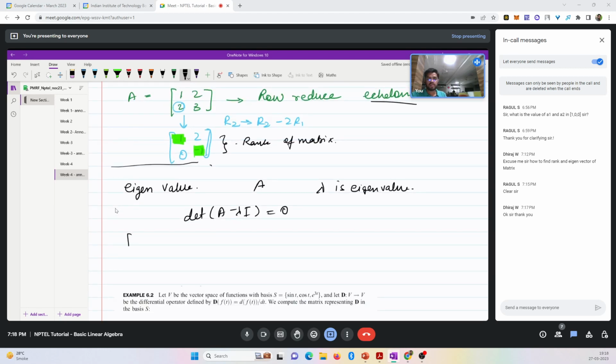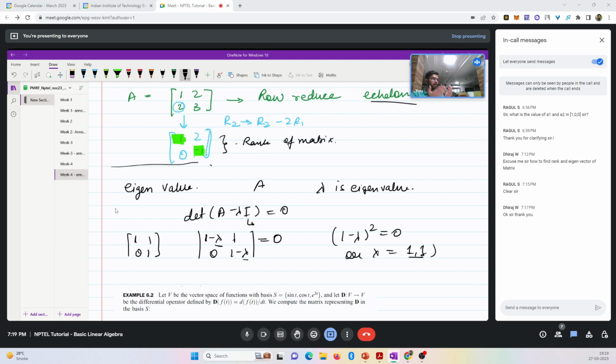So let's say you have a matrix 1, 1, 0, 1. Then first of all, you will find A minus lambda I, where I is the identity matrix. So this would be 1 minus lambda, 1, 0, 1 minus lambda. Then you will find its determinant and equate it to 0. So whatever values of lambda that you get, for example, over here you will get 1 minus lambda squared is equal to 0, which would mean that lambda is equal to 1 comma 1.